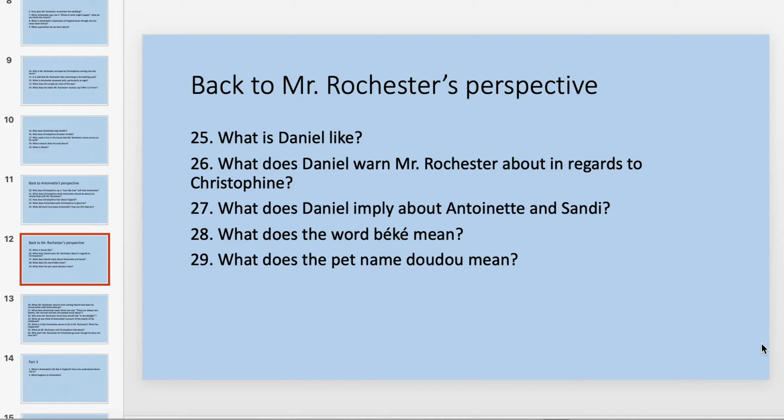Going to 27, what does Daniel imply about Antoinette and Sandy? So he implies that they've had a relationship with each other, a romantic relationship. And something to keep in mind as we go through this is that, again, Antoinette is not quite fully aware, it seems, of how she and Sandy are related. She's not thinking of this as an incestuous relationship, really.